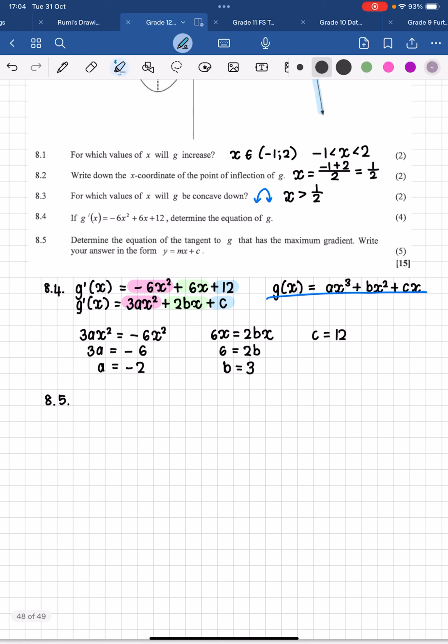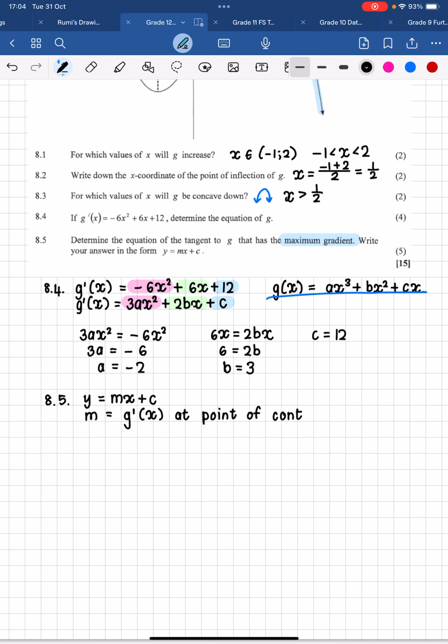All right, for 8.5, guys, the key to this question is that they're telling us that it is the tangent that has the maximum gradient. Now you need to think about this. How do we normally find the equation of a tangent? We know that it is a straight line, so we say y is equal to mx plus c. That's the first thing that we do. Then we know, hopefully, that the gradient of the tangent is equal to the derivative of the function at the point of contact.